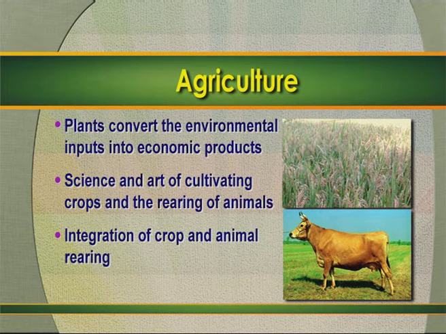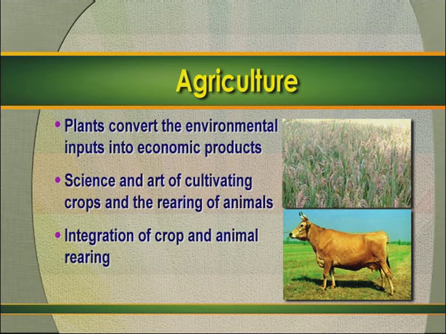If you want to define agriculture, we can say that agriculture is the science and art of cultivating crops for food, fiber or cash, and also the rearing of animals for their products. Agriculture is also an integration of crops and animal rearing. This system of integration is most common in developing countries like India.